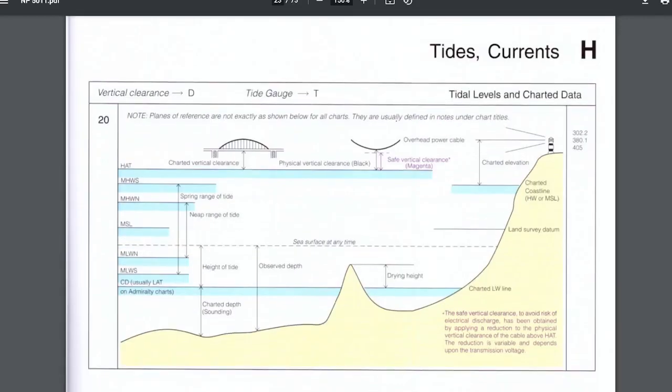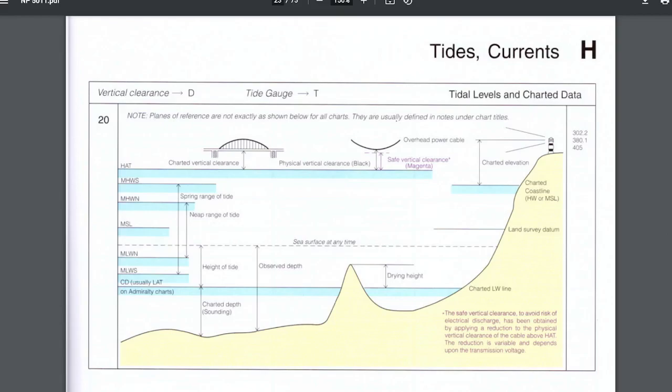This diagram is really important. If you get this correct, you can understand a lot of concepts. This is the charted vertical clearance from HAT. So the most important thing here is from which reference you are measuring the height.